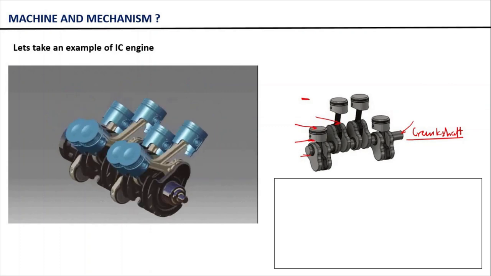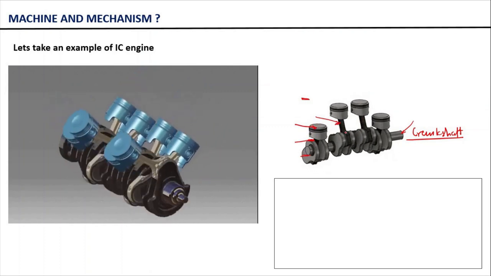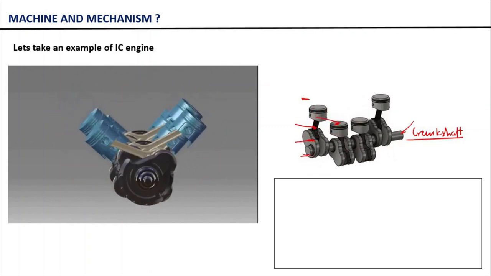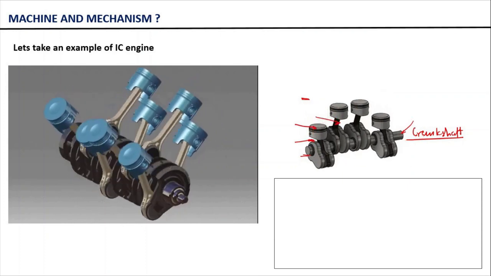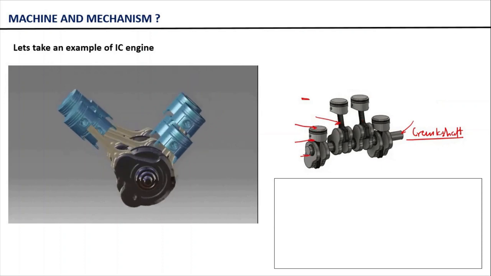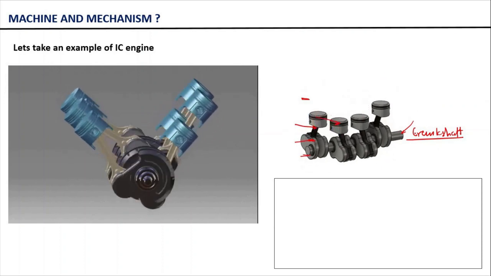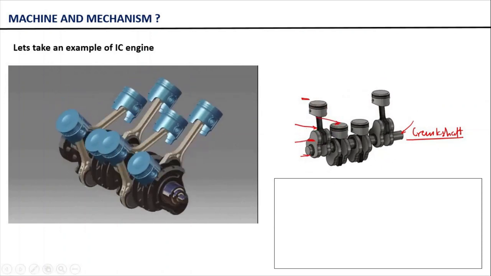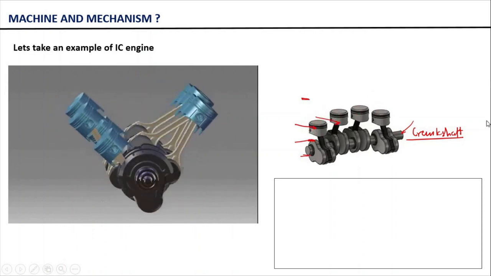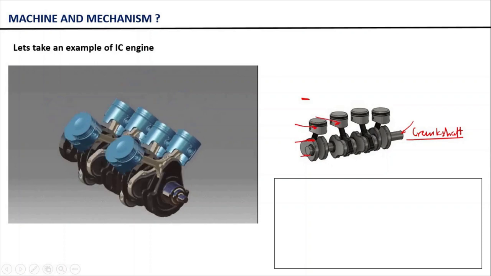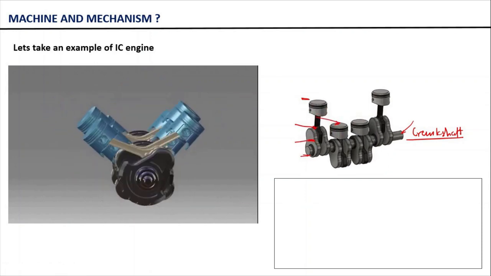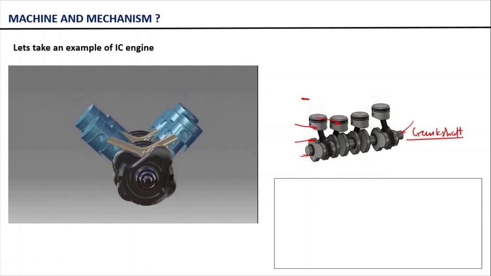Now into this arrangement, if you connect this crankshaft, let's say, with a flywheel, then a transmission system, then a clutch, and finally if you use this arrangement to deliver power to the wheels of a vehicle, then you can call this entire arrangement a machine, right? So I hope I am able to convey what is the primary difference between a machine and a mechanism.